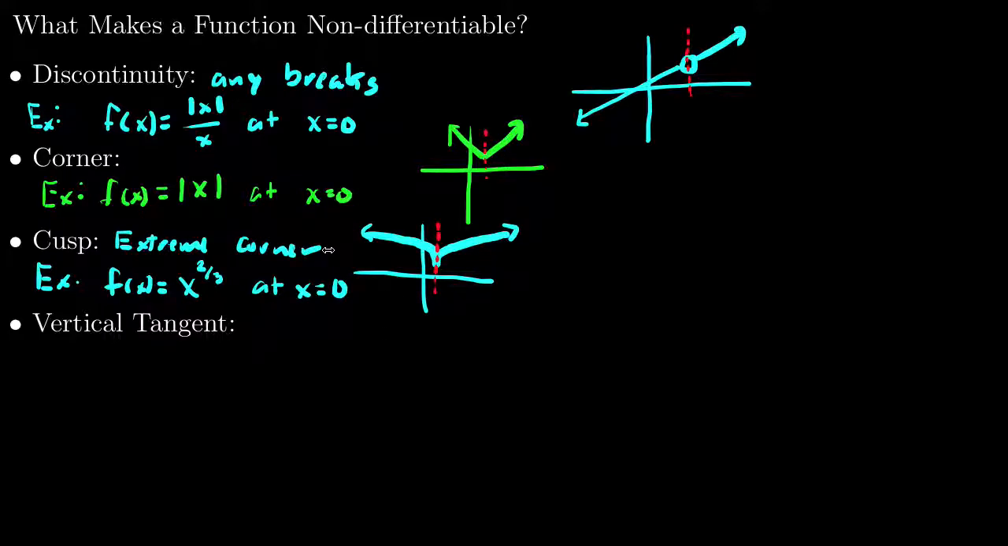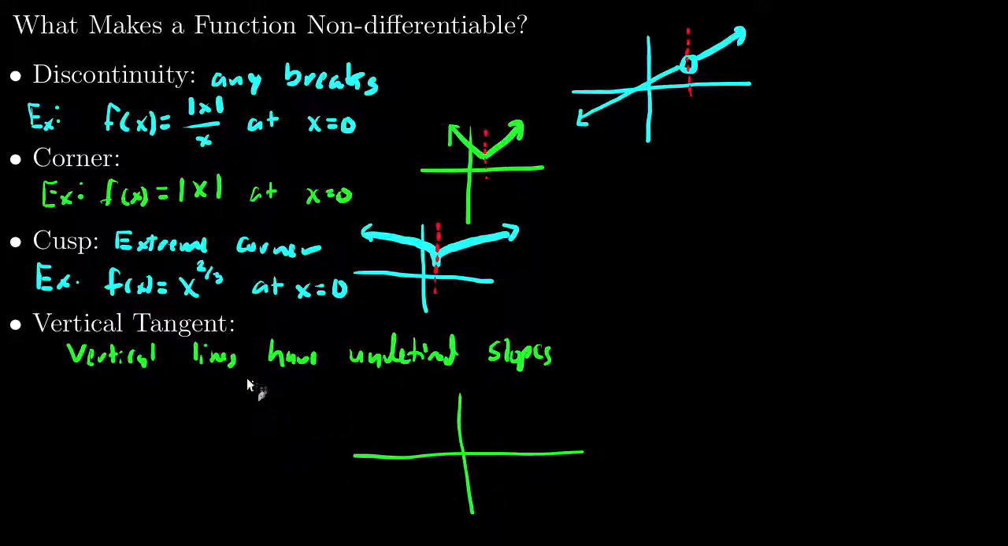The final way we'll get something that's not differentiable is with a vertical tangent. And the simple idea with that is you have to recall that vertical lines have undefined slopes. So if the derivative is the slope of the tangent line and the tangent is vertical, then it won't be defined, so it will be non-differentiable. You can't get a slope, a value for a slope if it's undefined. And something like this would have a vertical tangent right here.